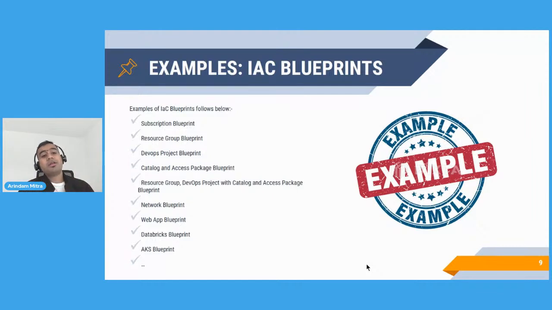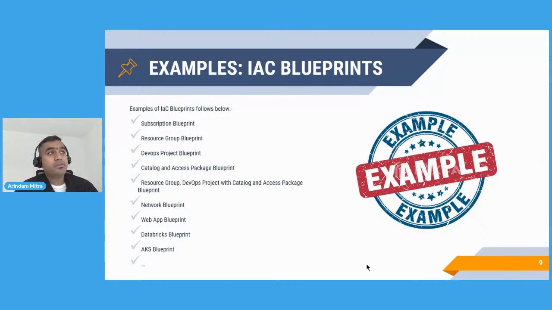Then, of course, there's a network blueprint. I don't have to explain. Network is like VNet, subnets, NSGs, route tables. If you have a DDoS plan, you can attach it to the VNet. If you have private DNS zones, go ahead.